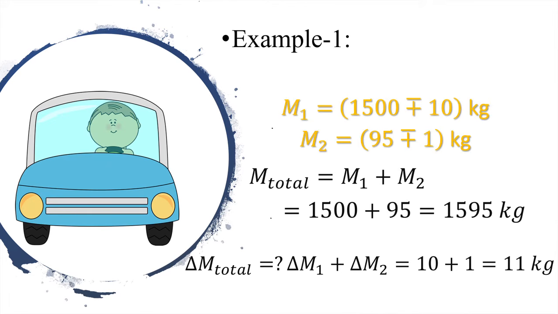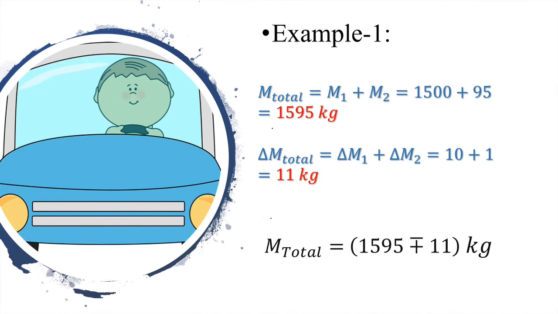And then simply plug the numbers. The uncertainty in the first mass is 10 kilogram, and in the second mass it's 1 kilogram. So you have a total of 11 kilogram. Now, once you have this information, we have the total mass and we have the uncertainty in the total mass, then we can write our full answer as M total is equal to 1595 plus or minus 11 kilograms.